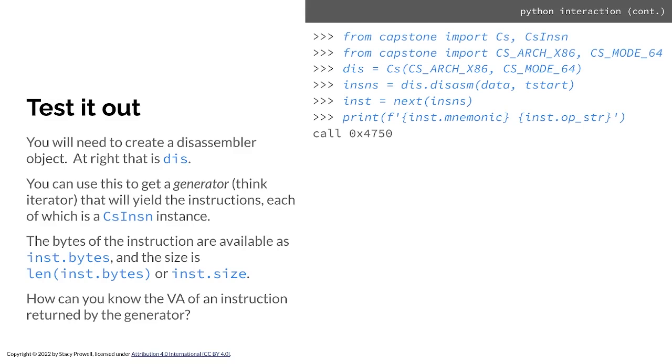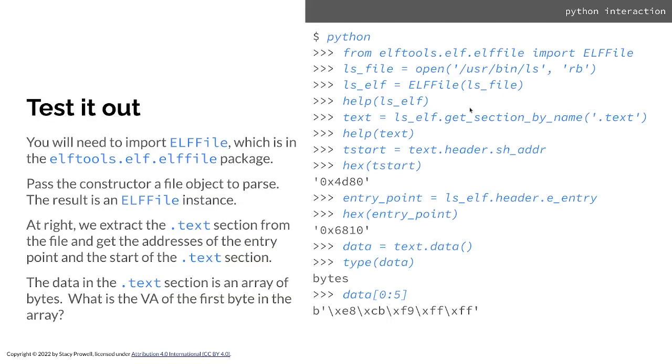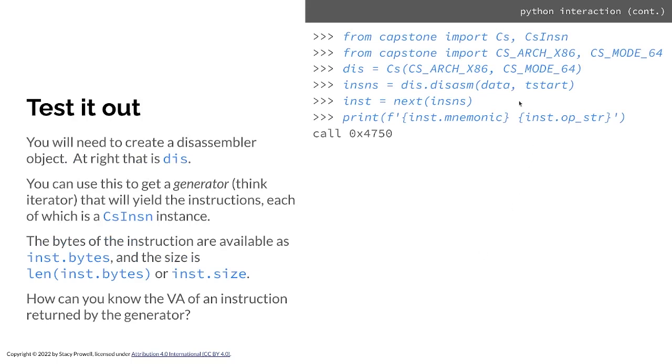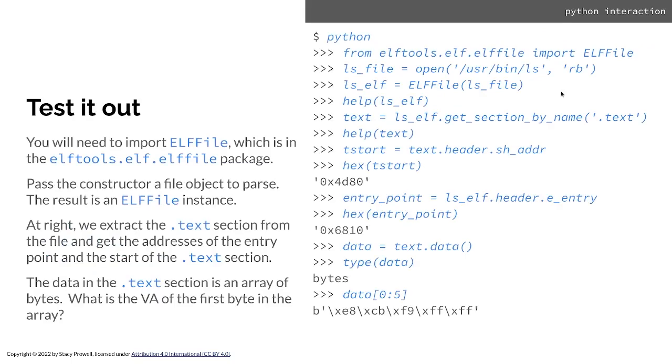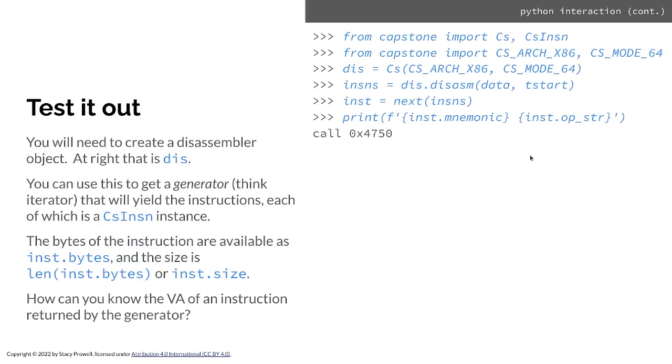Sounds like data and an address, right? Because this was the data we got back here. We got the data from the text section. That's that data. And this tstart, that would be the starting address. And we got that from the header right here, tstart, text header sh_addr. That's where we got that. Given those two things, it's now possible for it to begin to do disassembly.